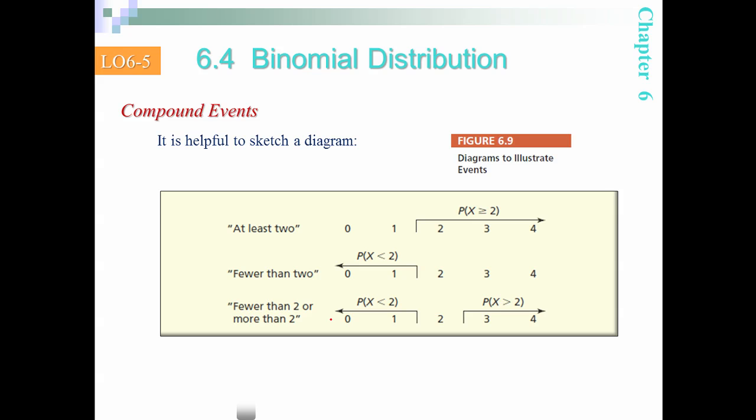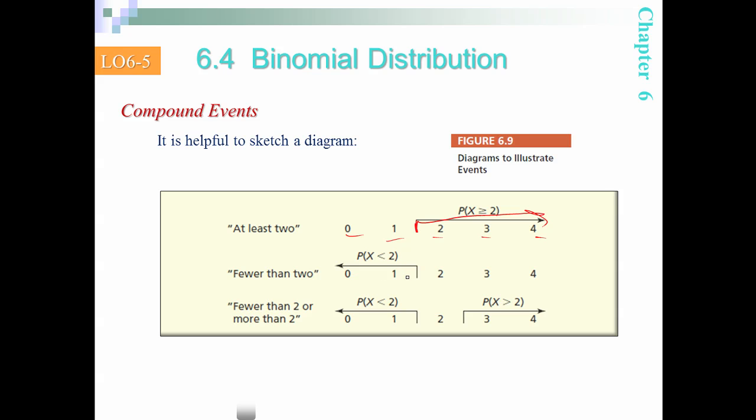So whenever I'm dealing with discrete random variables, not just the binomial, but any discrete, I need to make sure I know what I mean when I say at least 2, no fewer than 2, or more than 2, and sometimes it's helpful to actually write these things out. So I've got 0, 1, 2, 3, 4. Those are all the possibilities. So at least 2 means 2 or more. So I can mark that here. Fewer than 2 goes down that way.